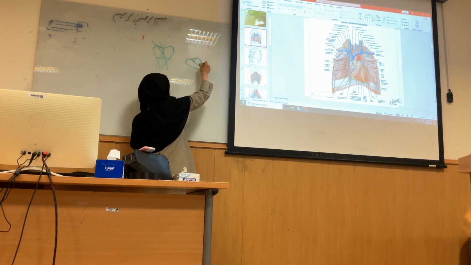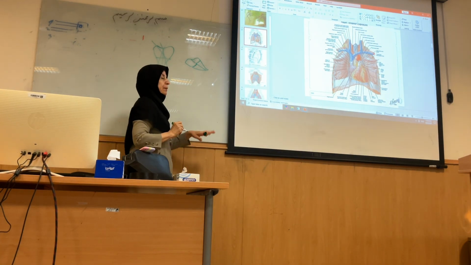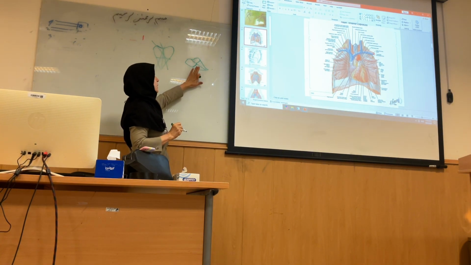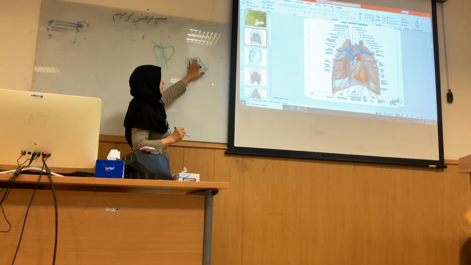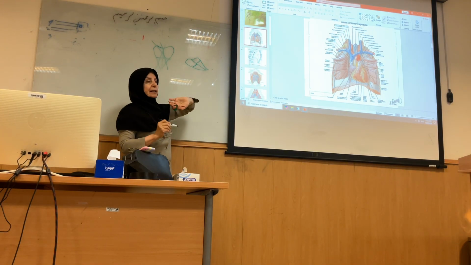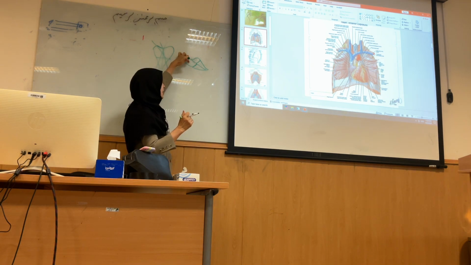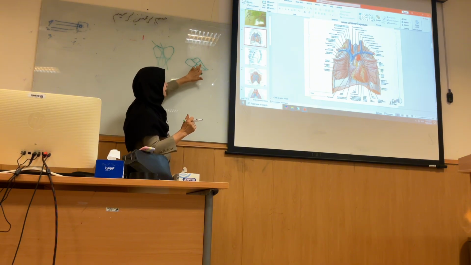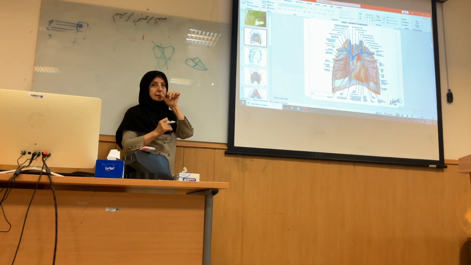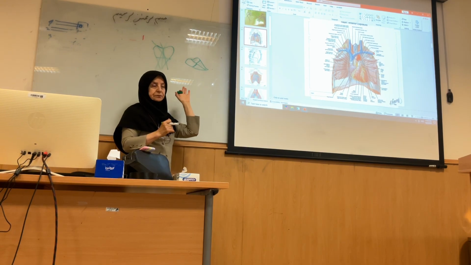It consists of 4 chambers: right atrium, right ventricle, left atrium, left ventricle. We have a septum that divides the right atrium from the left atrium, and a septum that divides the left ventricle from the right ventricle. Do you know this? Yes.